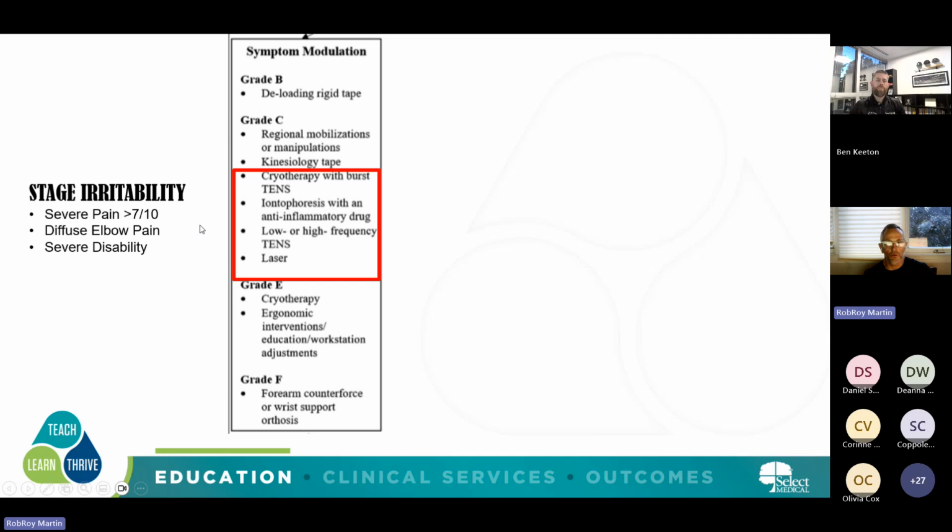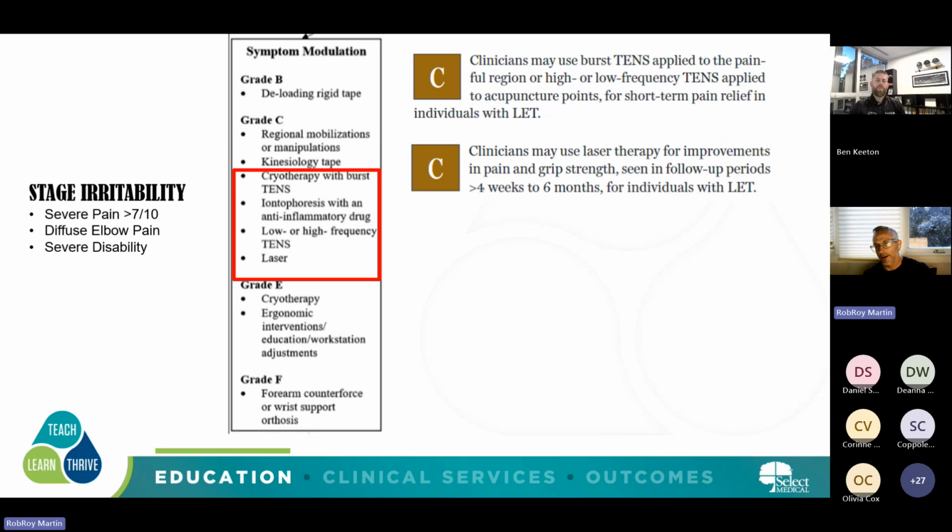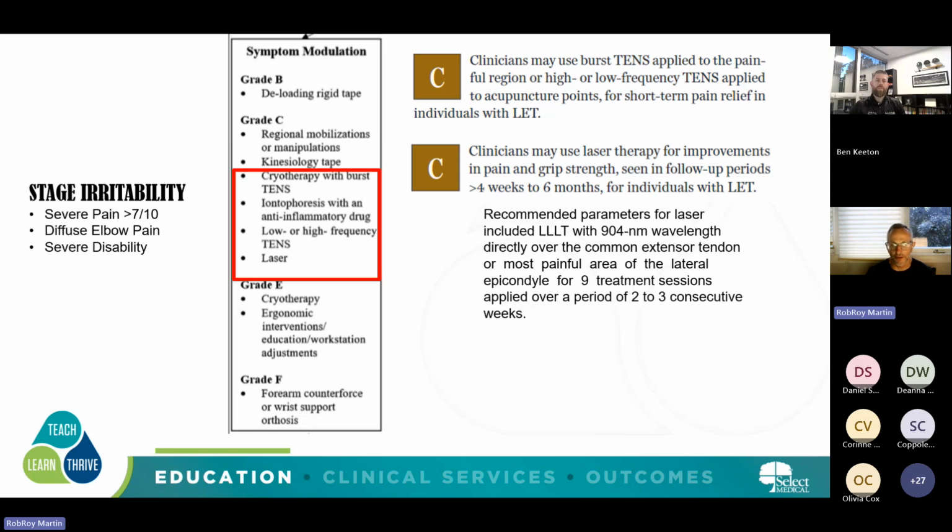As we continue on to different interventions, we're again talking about our symptom modulation. So it makes sense that it would be appropriate to use some modalities, which could include cryotherapy with electrical stimulation. We can also use iontophoresis with an anti-inflammatory drug, and this would be dexamethasone. And there is also weak evidence for laser.